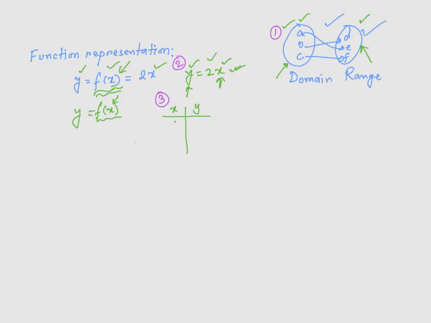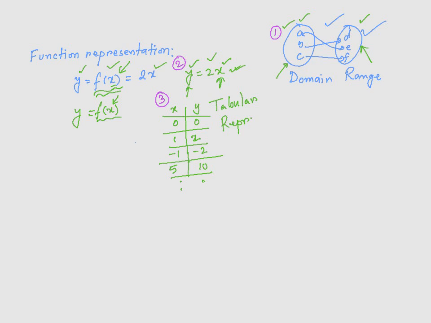So if x is 0, y is 0. If x is 1, y is 1. If x is negative 1, y is negative... Oops, sorry, I made a mistake. It's 2x, right? So it should be: if x is 0, y is 0. If x is 1, y is 1 times 2, which is 2. If x is negative 1, it's going to be negative 1 times 2, which is negative 2, and so on and so forth. You can pick x is equal to 5, y is going to be 5 times 2, which is 10, and so on and so forth. So this is a tabular representation.